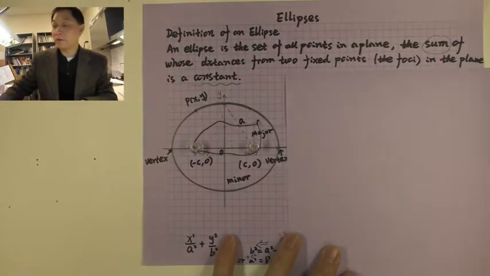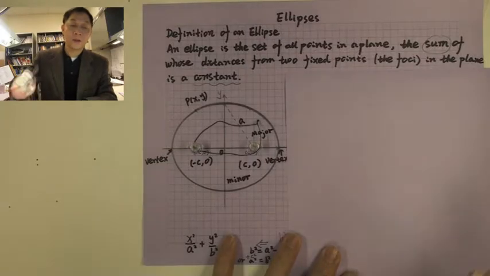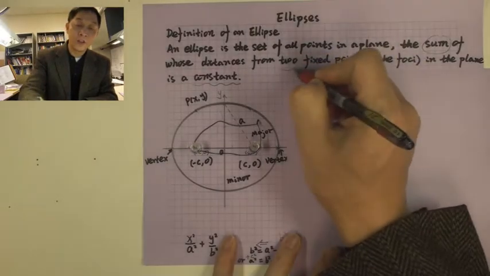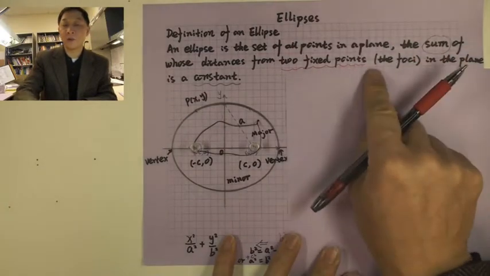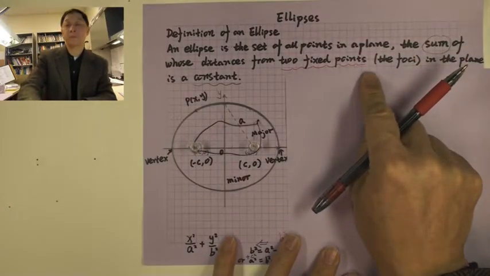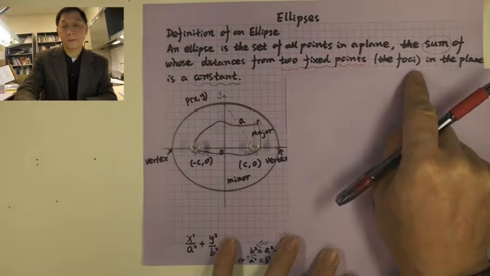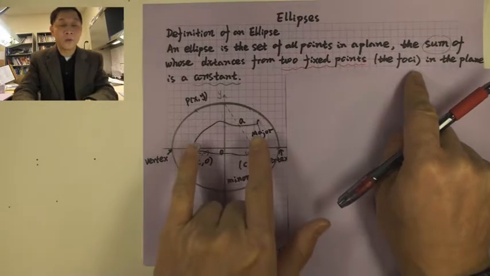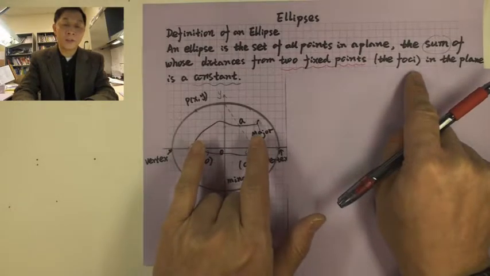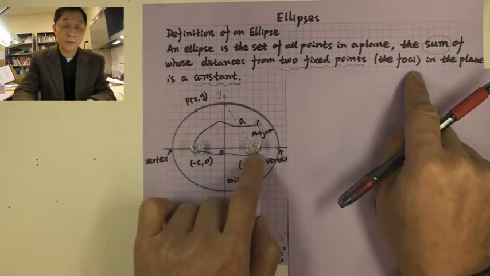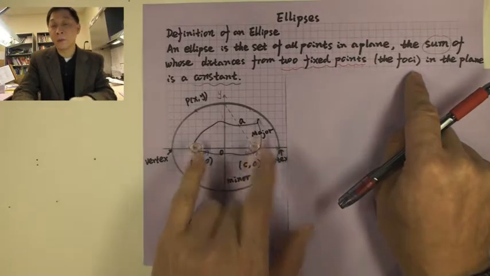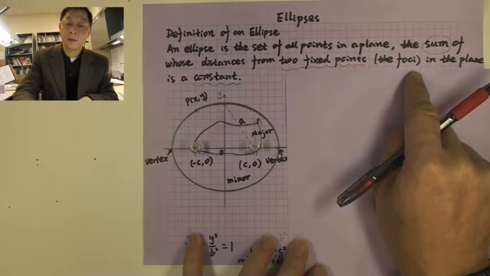So in the definition right here, we are given two fixed points. Those two fixed points are called foci. Down here, those 2 points are fixed, are given, are fixed. If 2 points are fixed, then the distance between those two is fixed. Remember that.